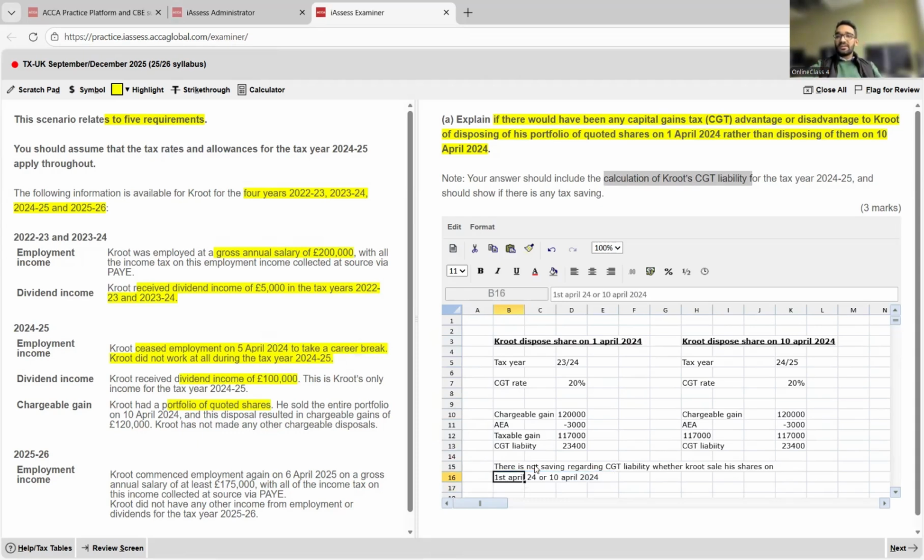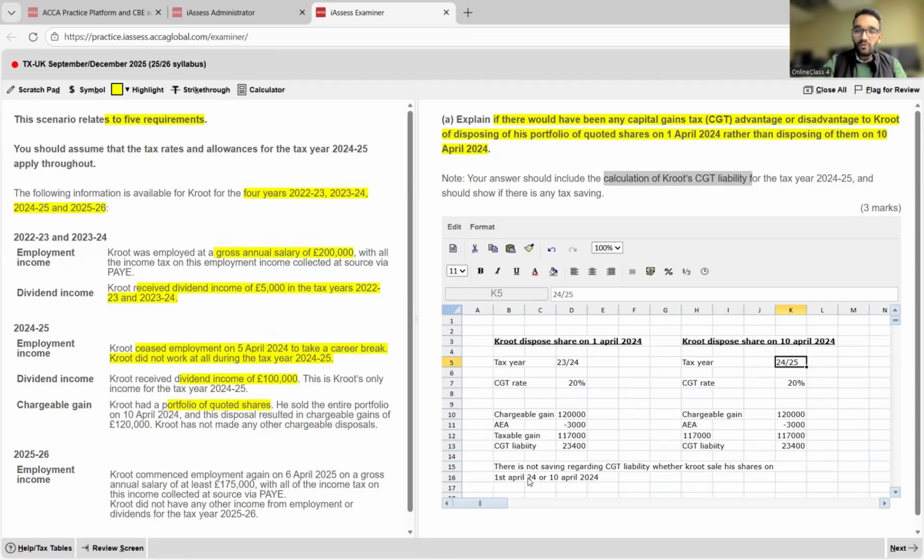But there is one advantage. If you sell your shares on 1st April, it will fall in 23-24 and your CGT liability will be due on 31st January 2025. But if you sell your shares on 10 April, the CGT liability will fall in 24-25 and will be due on 31st December 2026. So disposal is more beneficial because it will postpone the payment of CGT.